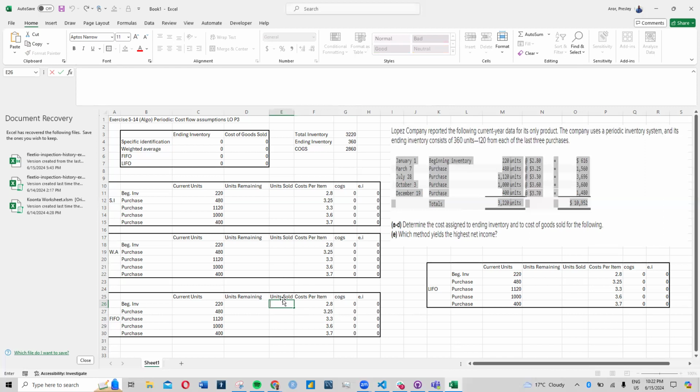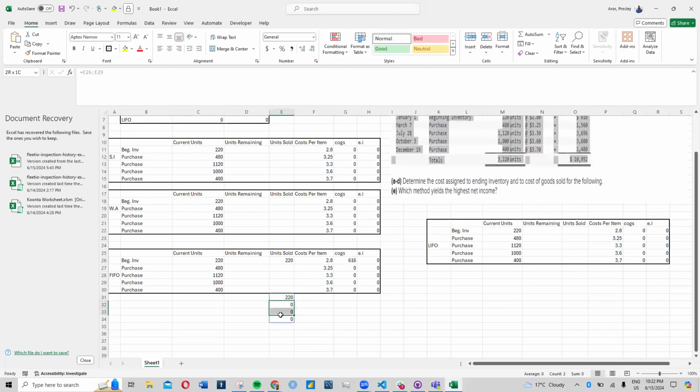Now, in units sold, I already know that we need 2,860 to go. And beginning inventory has 220. So I know for sure beginning inventory, all of it was sold. Now, all I'm trying to do is make this into a sum so that I know exactly.